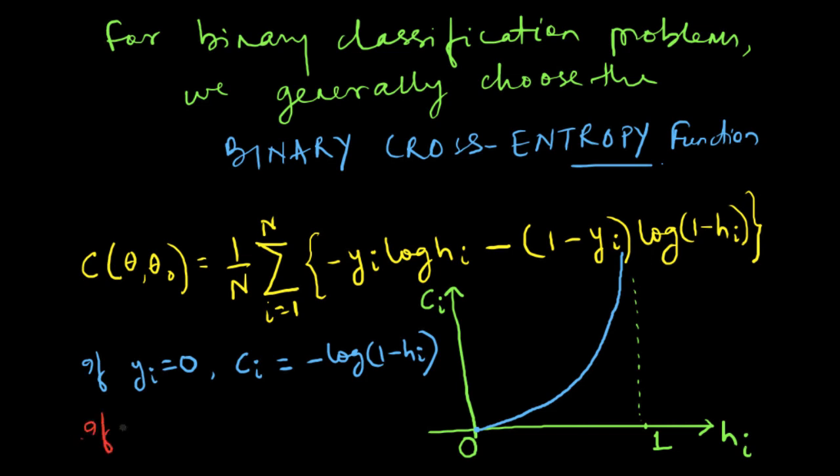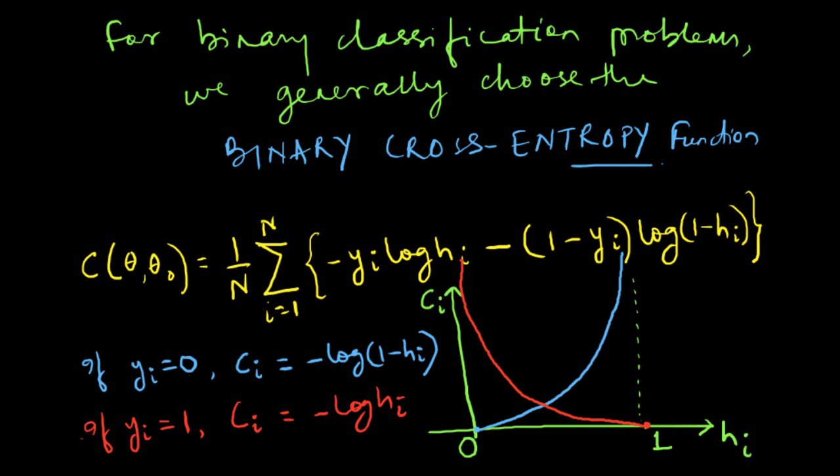Now let's take yi equal to 1. If yi is equal to 1, our ci is equal to minus log of hi. And why is that? Because when yi is 1, 1 minus 1 cancels out, so that term goes to 0, and here what we have is just minus log hi. So when hi is equal to 1, this is equal to 0. So we start from here: hi is 1 and ci is 0. As hi decreases towards 0, obviously ci will start increasing till it goes to infinity.